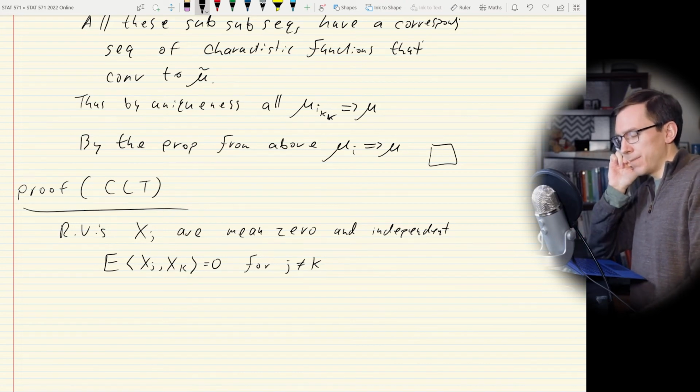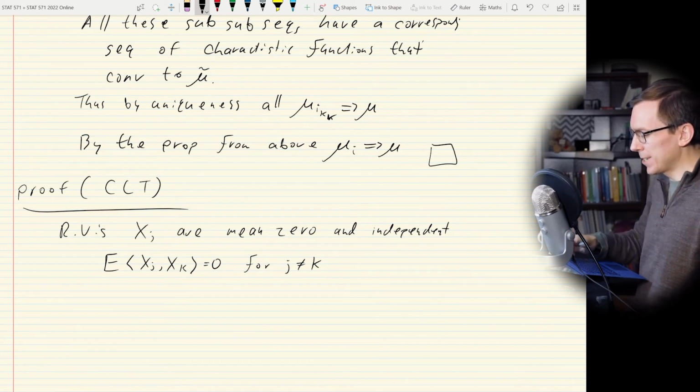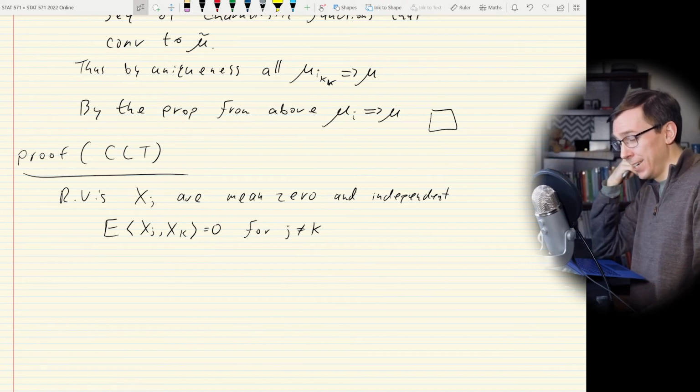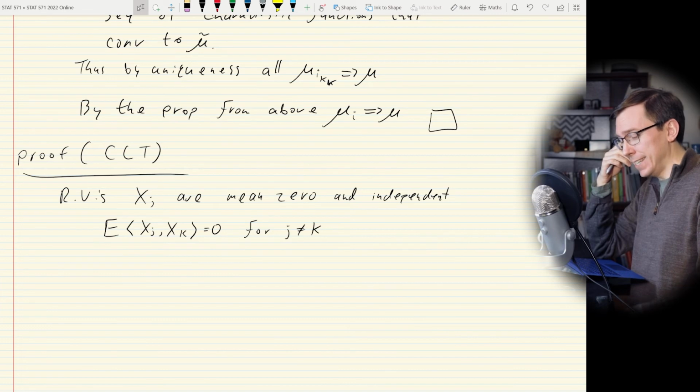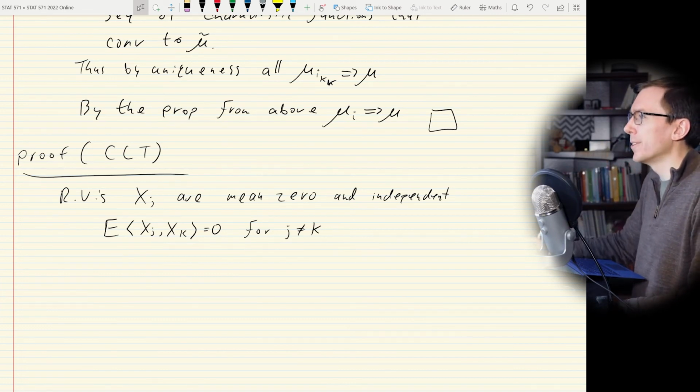This is just saying that they're uncorrelated. Independence implies uncorrelated. If they're independent with mean 0, this inner product is just a big sum of X_j components times X_k components. Independence means I can take the expected value of each of these separately, the mean 0, the whole thing 0. Cool.